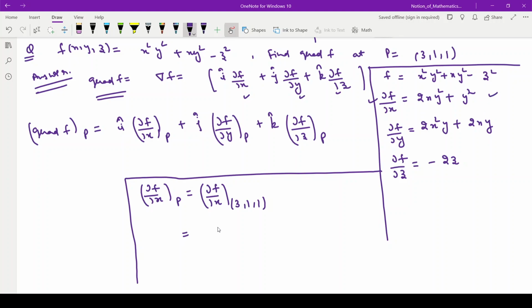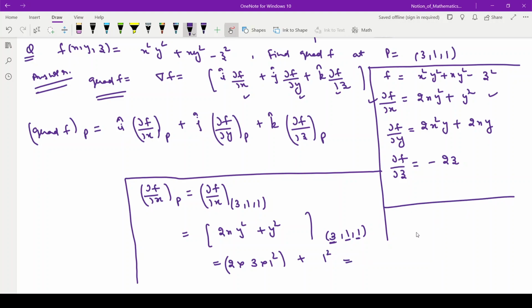This is partial f by partial x. It means it is 2xy square plus y square at (3, 1, 1). So this is x, this is y, this is z. So 2 into 3 into 1 square plus 1 square. Ultimately it is just 6 plus 1, that is 7.